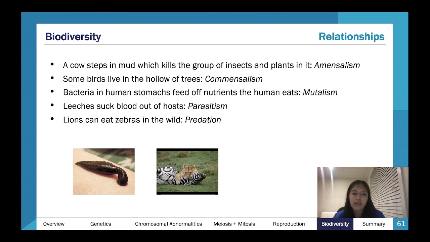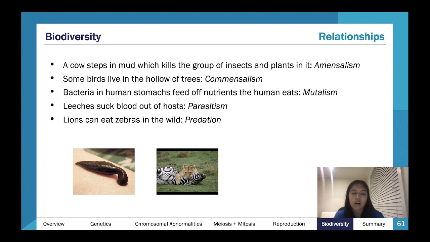Leeches suck blood out of hosts, that is your parasitism. So obviously with parasitism, you've got one benefiting and one harming. And your predation is basically predatory, so you just eat the other organism really. Yeah, but hopefully that makes sense. The ones that come up the most, I'd say, are predation and your mutualism.